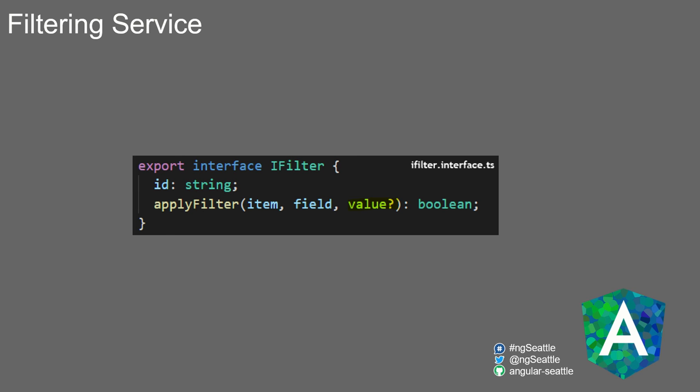So take a look here. We have the apply filter function. What is the apply filter function taking? It's taking an item, which is a row, and it's taking a field, what kind of column, what field you want to filter, and then it takes a value. Even this value is optional. So what can you do with an item with a field over here, right?